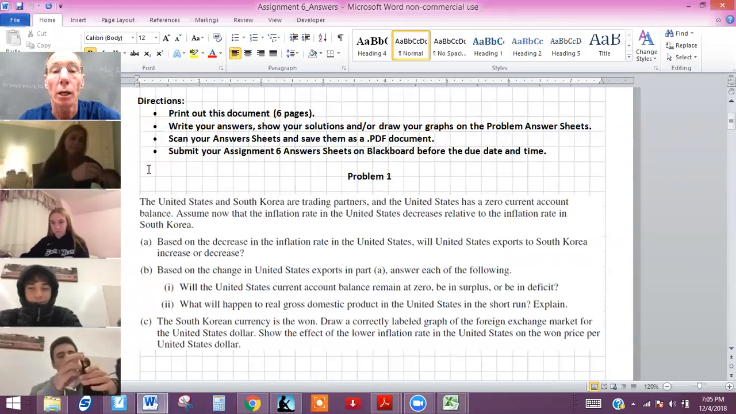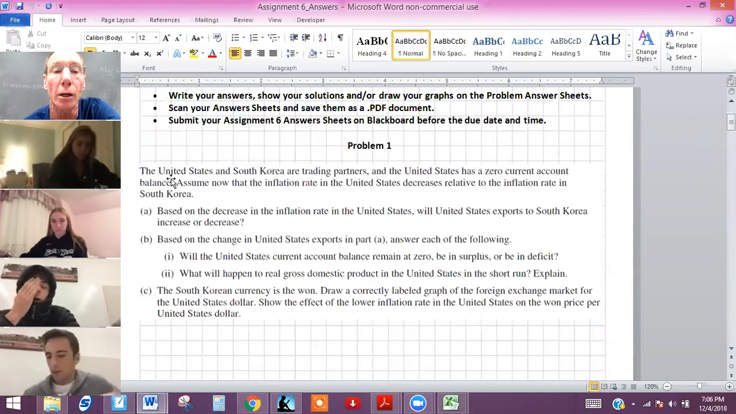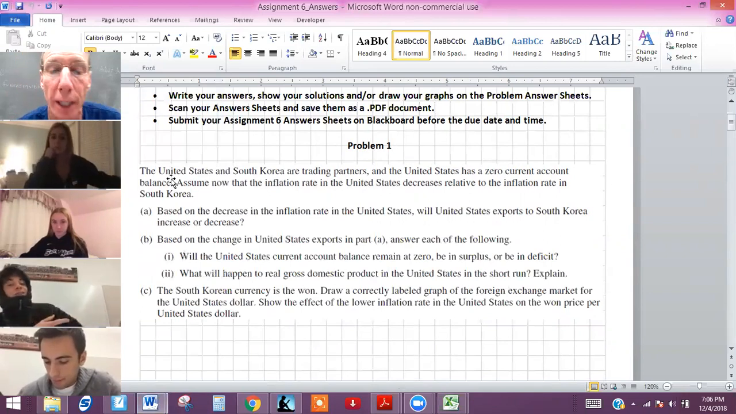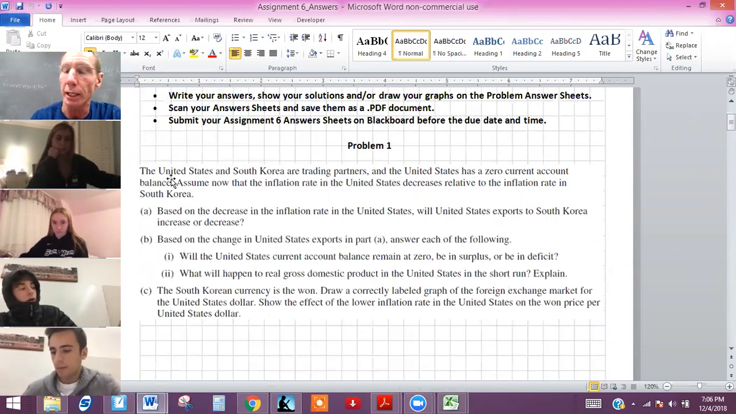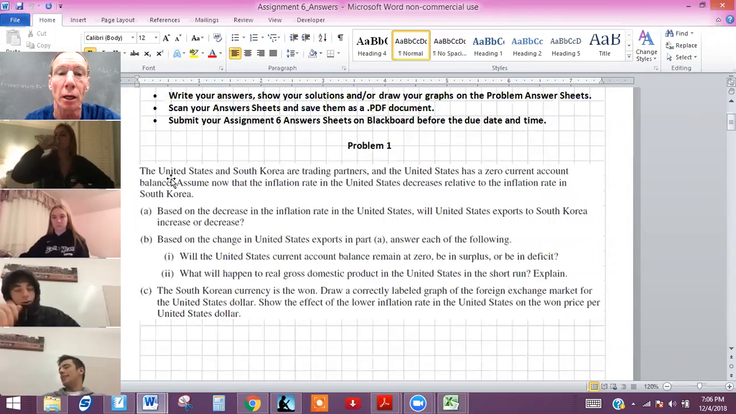So the first problem right here is telling us that we have a zero current account balance, which when you read the book, they talk about a balance of trade, right? And once again, I've said this over and over, the Khan Academy videos are very helpful to understand this idea of the current account balances.